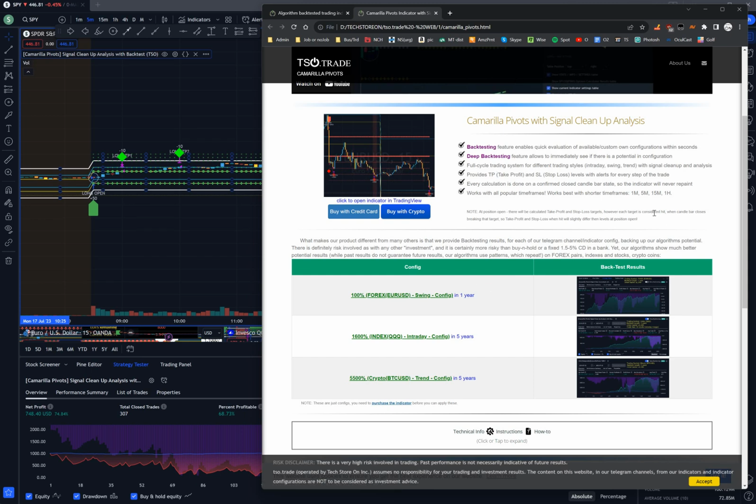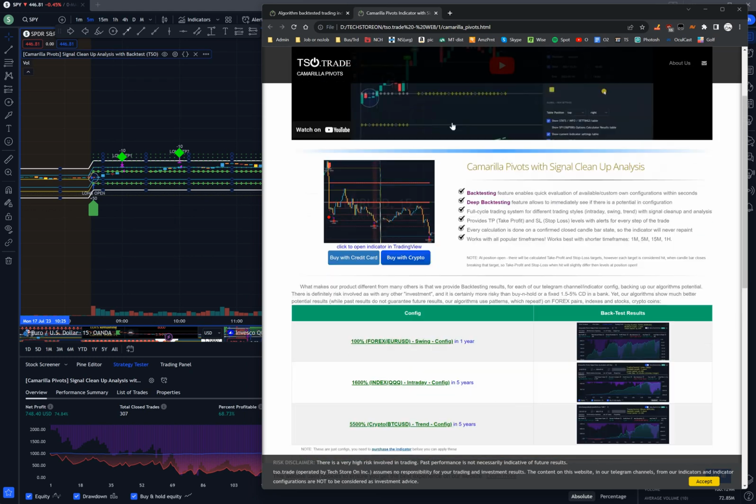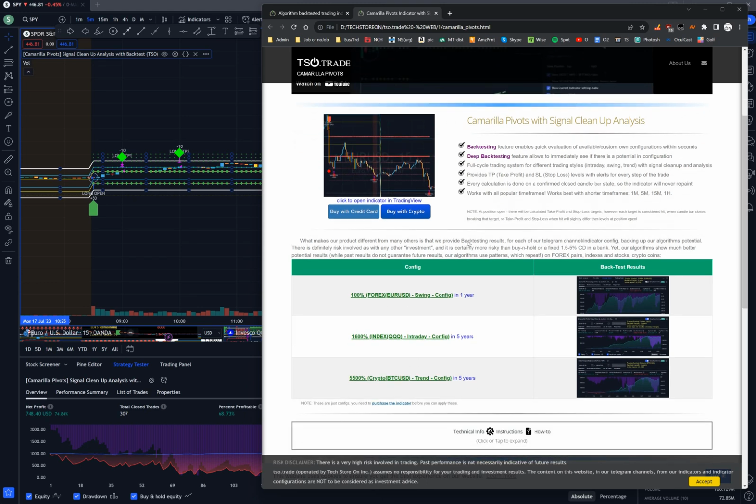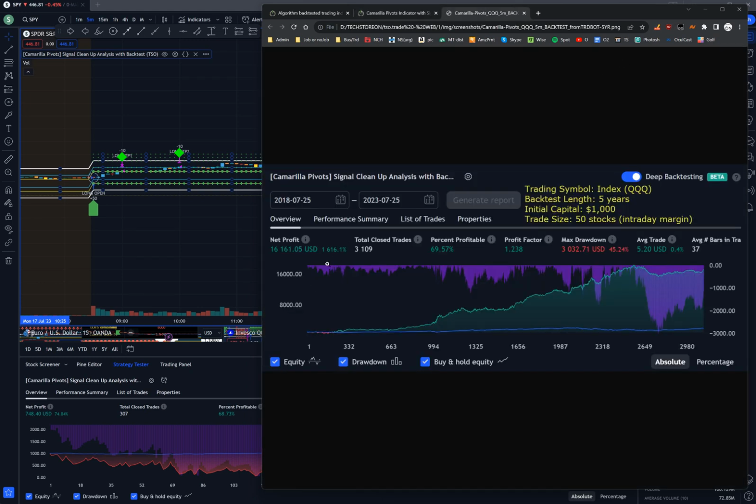So this is the web page for the whole indicator. Everything in this video you can find here, and the video is going to be posted here. And here's some of the configurations we set up. For example, 1,600% in 5 years for QQQ index. This is what you want to see when you play around with the settings. Even if in the beginning it slightly goes below, you want to see this growing steadily but surely, a growing up line.